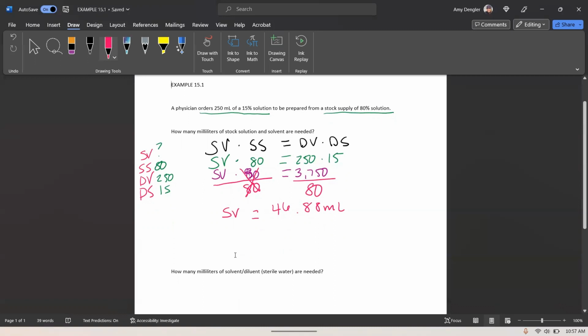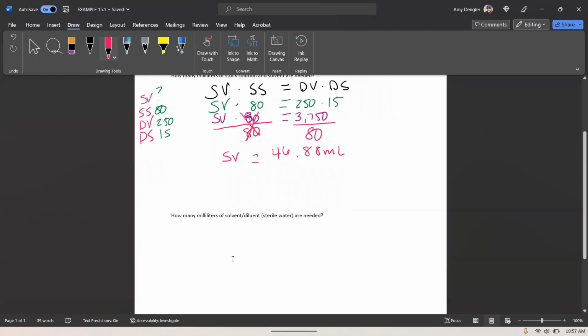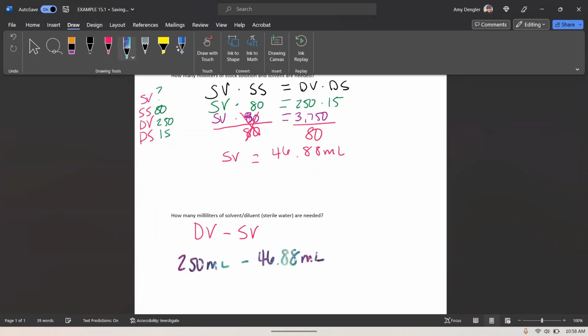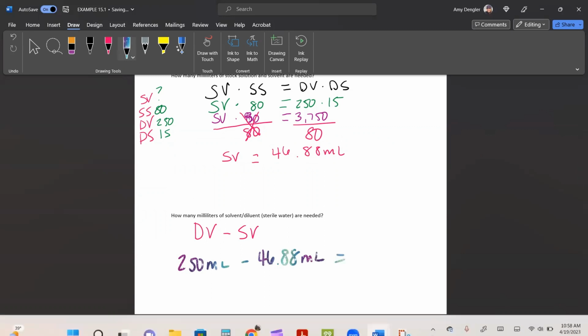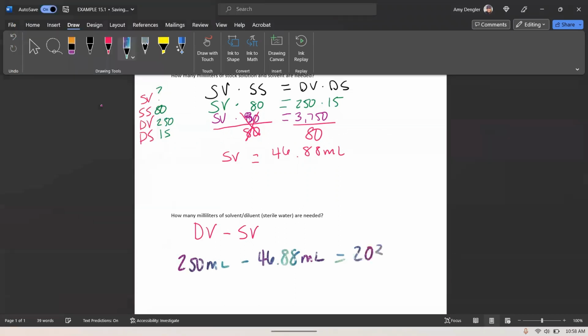And then we want to find out how many milliliters of solvent are needed. So for that, we're going to do DV minus SV. So our DV is the 250 ml. And our SV is that 46.88 ml. So we'll just do 250 minus 46.88. And that gives us 203.12 ml.